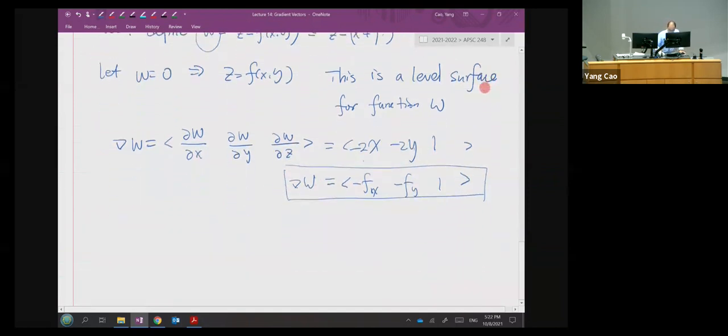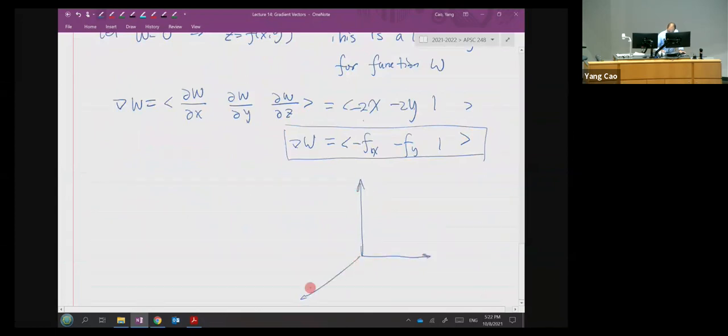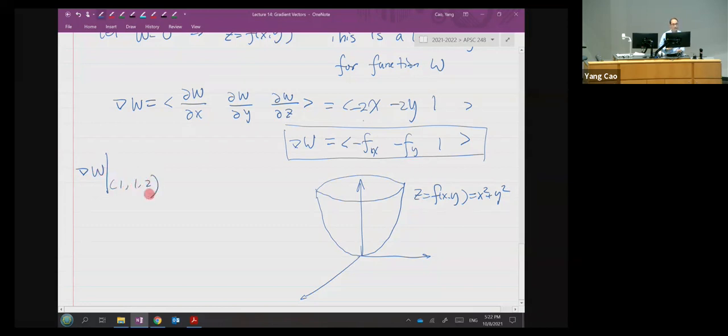All right, so let's get back to the paraboloid graph right here. This is the graph z equal to f of x, y equal to x squared plus y squared. Now, if I ask you, can you calculate the gradient vector of w at 1, 1, 2? You can certainly calculate that. You plug in x as 1, y as 1, z as 2, but you don't have any z in the result, so keep the 1 there. So you get negative 2, negative 2, 1. So you got a gradient vector, and this gradient vector is attached to 1, 1, 2.